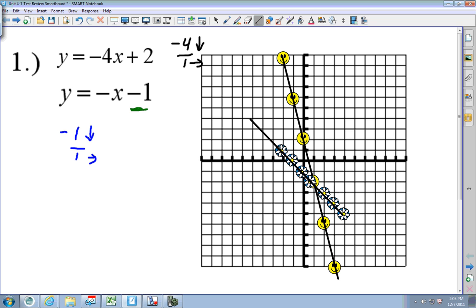Now, my solution, what I'm looking for is where the two lines intersect. Right here is where they intersect, and that is at the point 1, -2. Right there.